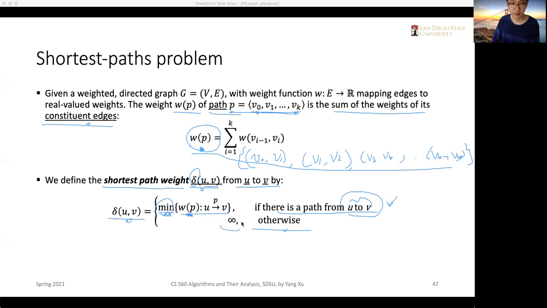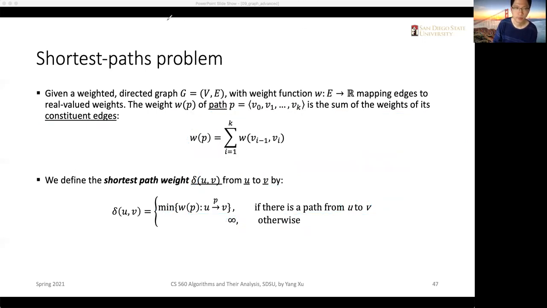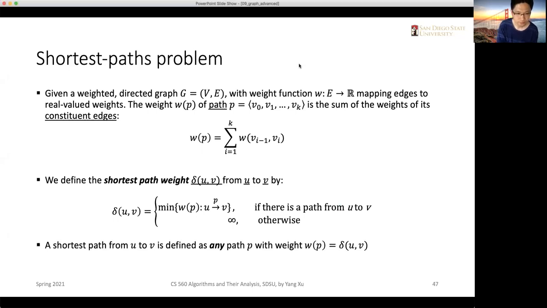Then we will define the delta of the shortest path weight delta to be infinity. Okay, so I think this definition is also very straightforward, right? Because we want to define the problem in a formal way, we will need to use some mathematical language here. All right, so that's how the shortest path weight is defined.